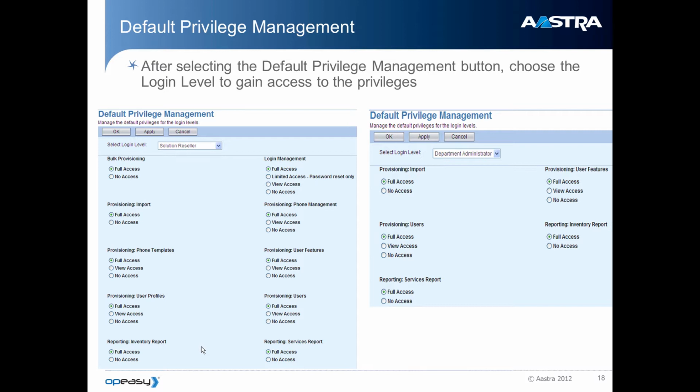In this example, you can see for a Solution Reseller, bulk provisioning has full access, provisioning import full access, provisioning phone templates full access, and so on. Underneath the display to the right for default privileges for Department Administrator, they have full access to import and full access to provisioning, reporting, and user features and inventory report.